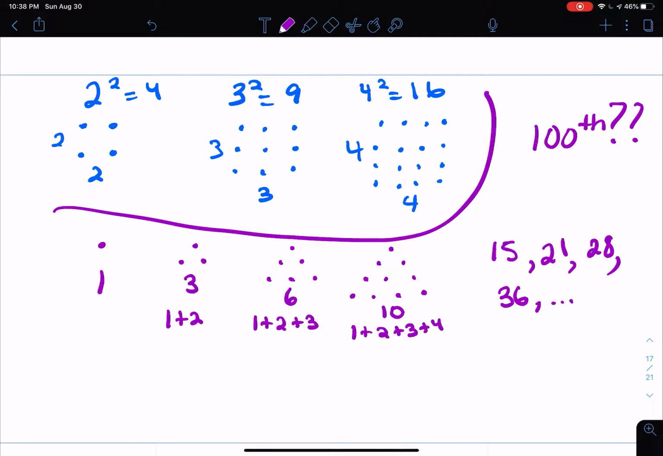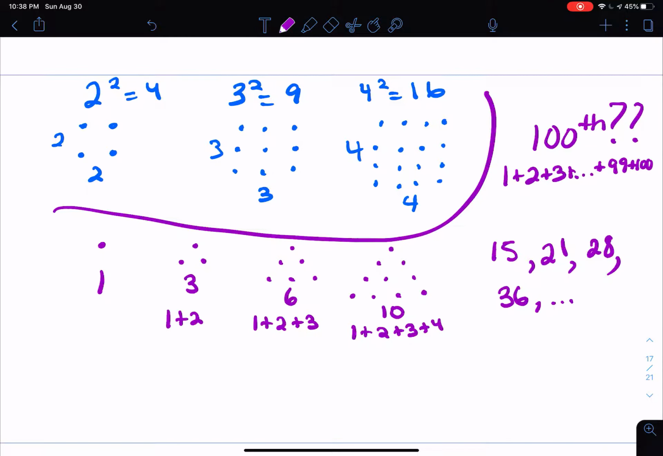So, oh my gosh, how many dots are in the 100th triangular number? It's not 100. It would be 1 plus 2 plus 3 plus 4 plus 5 plus 6 plus 7, etc., plus 99 plus 100, whatever that is. If only there was a formula for this. What the heck? That's a lot to add up.